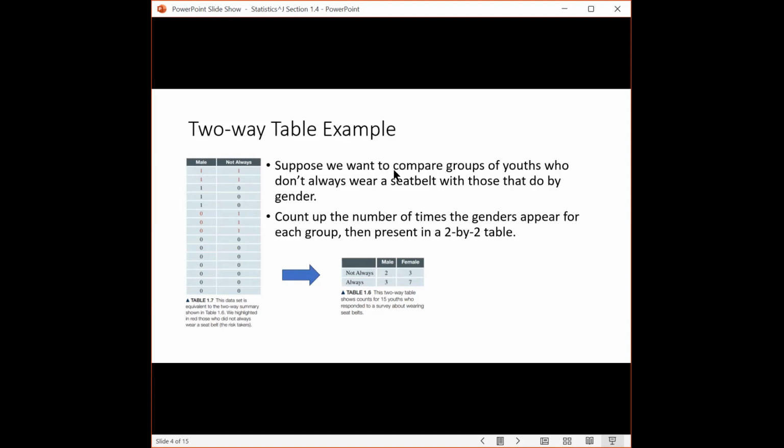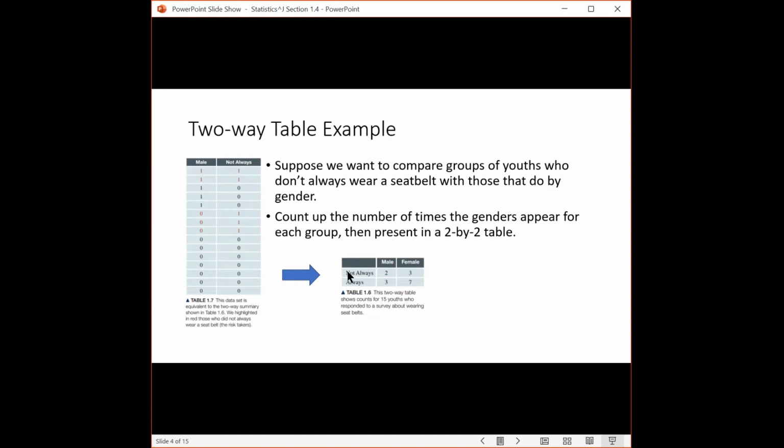To construct the two-way table, what we want to do is count up the number of times that the genders appear for each group. The groups in this case are not always versus always. Then we put it into the 2x2 table. I think you can see the 2x2 table here at the bottom.